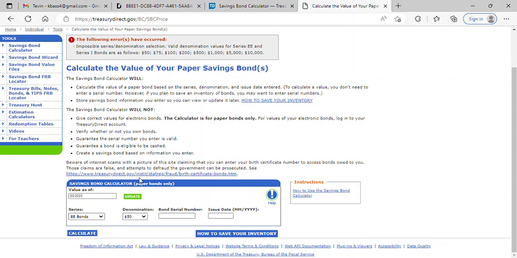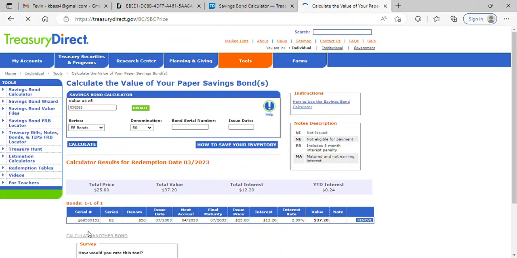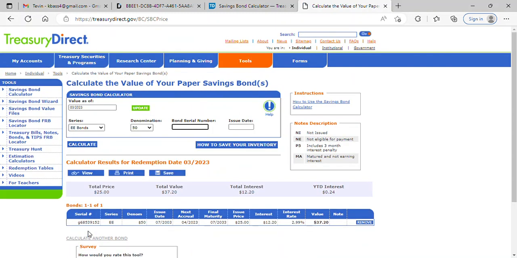This bond number is not your social security number. Do not use the number on the front of your social security card. You're going to use the red number on the back of your social security card in the lower right corner of the card. That is your bond number. So once you put in the correct denomination, as you can see here, his bond number, and then the type of bond it is, it gives you all the information.